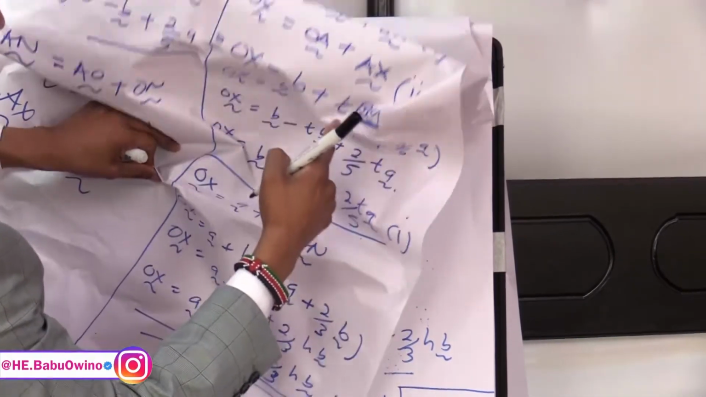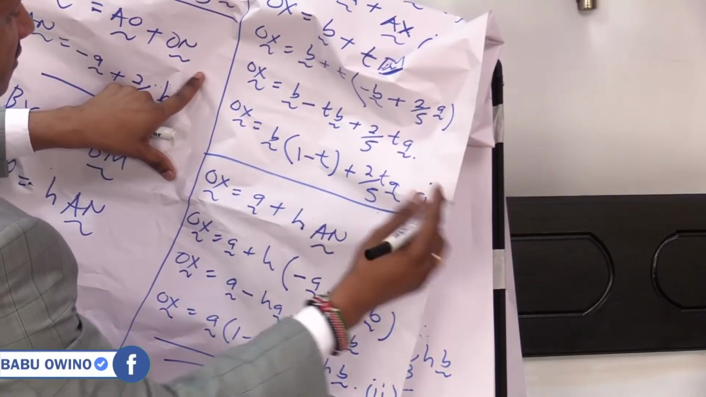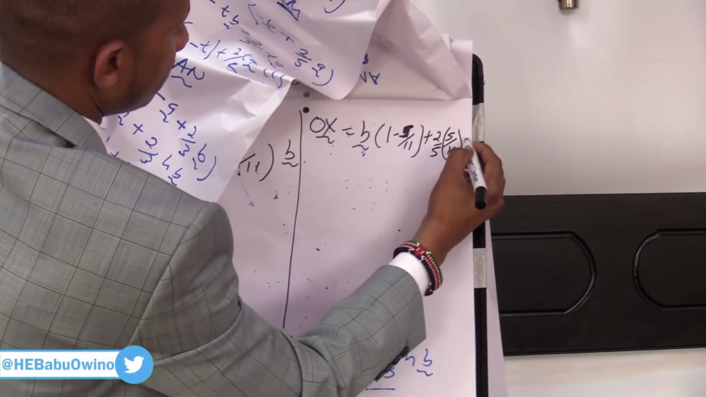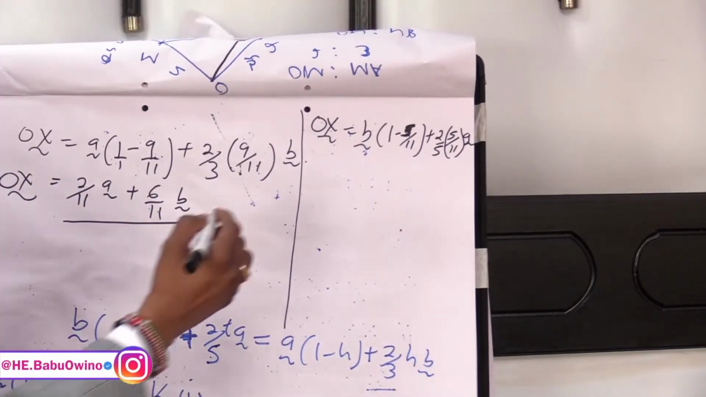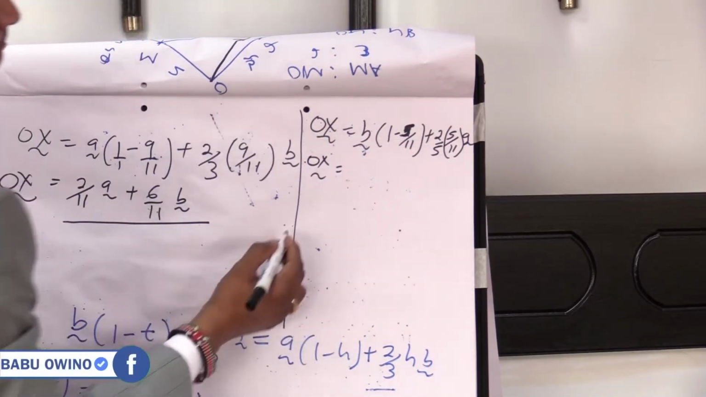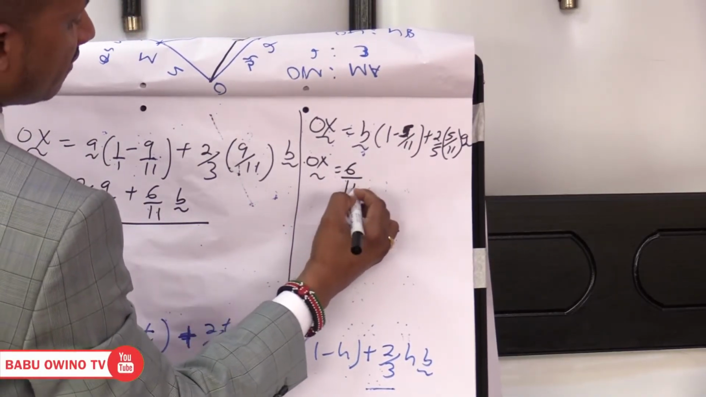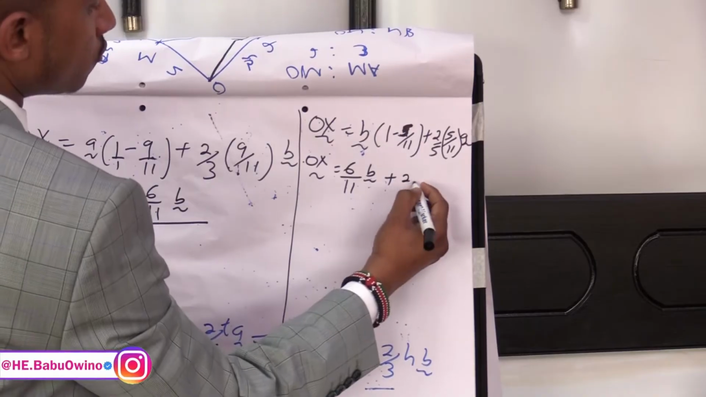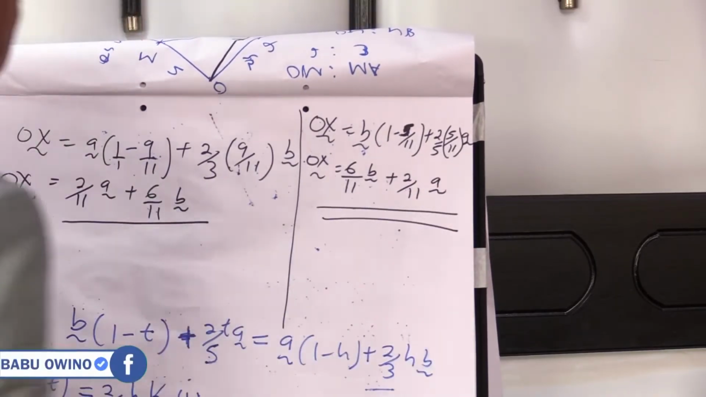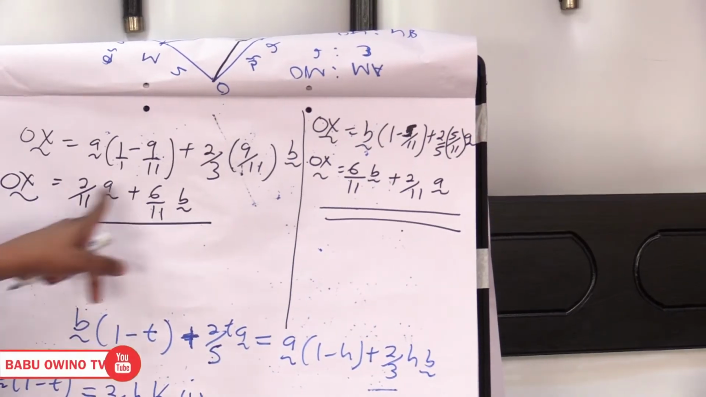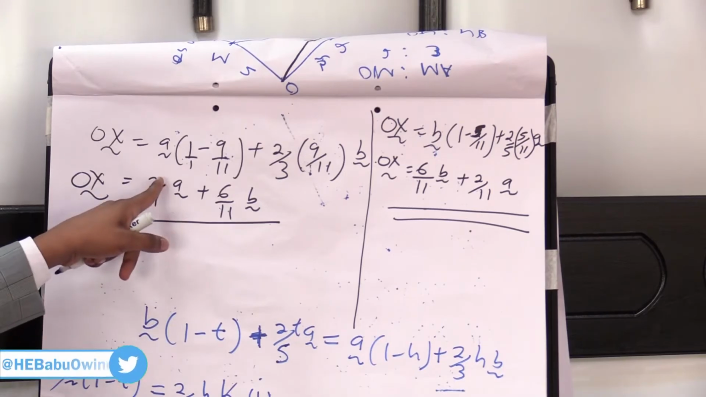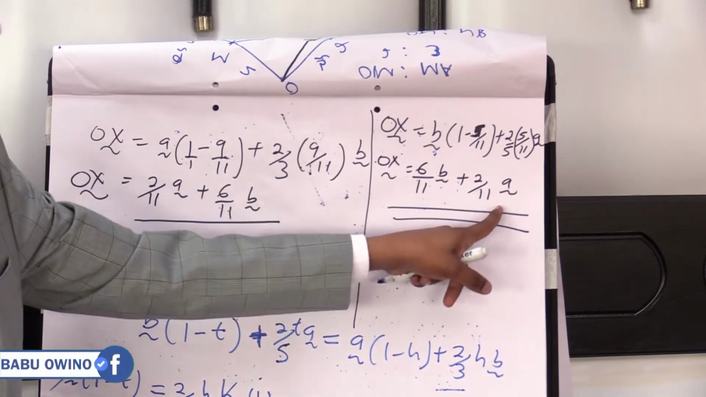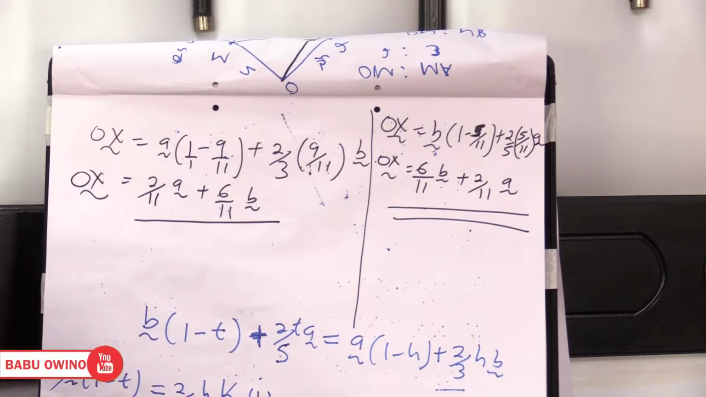Plus 2 over 5 of tA, that is 2 over 5. Our t is 5 over 11 of A. So OX equals to, this is 6 over 11 of B when you simplify this, plus 2 over 11 of A. So we've expressed OX in two different ways, and you can prove that this OX is 2 over 11 of A plus 6 over 11 of B is the same as 6 over 11 of B plus 2 over 11 of A. So that's as easy as that.